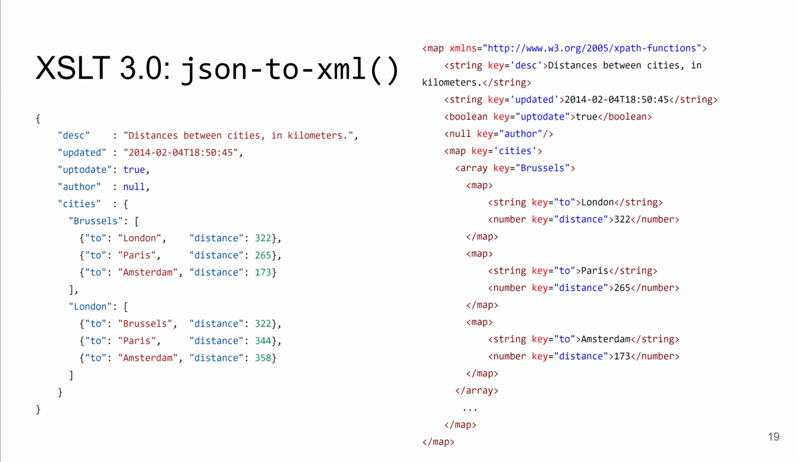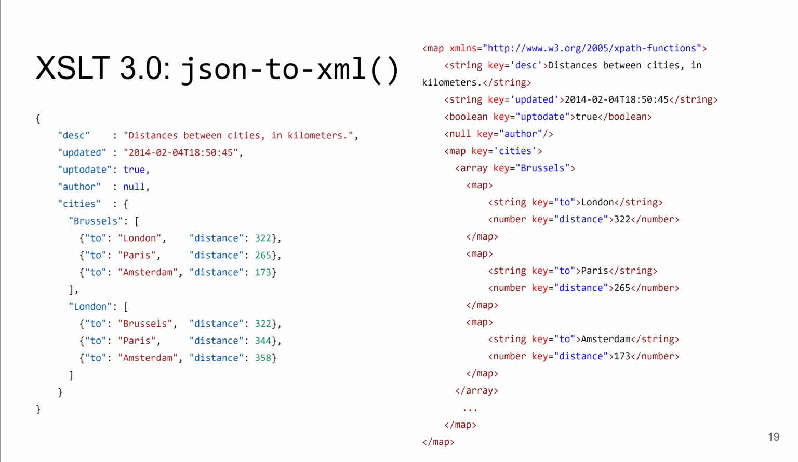There is a special element for the null type, as you can see here. And when you have a JSON array, in that case, there is the array XML element with, again, the key specifying the name of the value containing the array. And the contents of the array is, again, a sequence of individual elements.